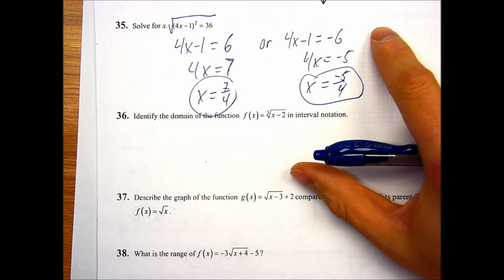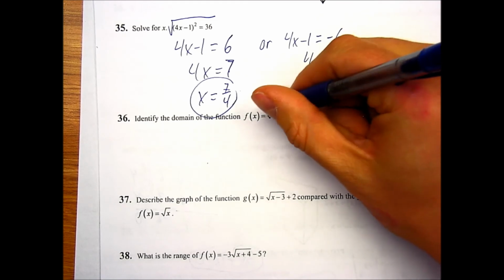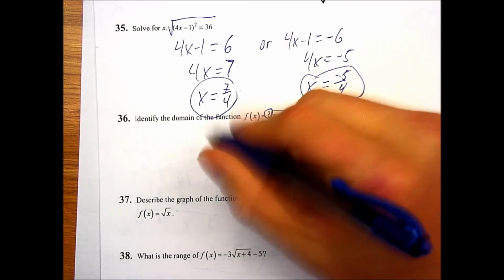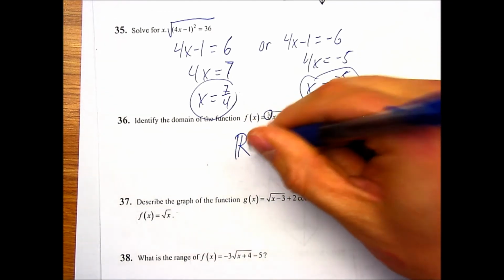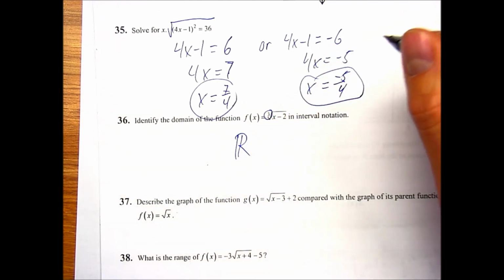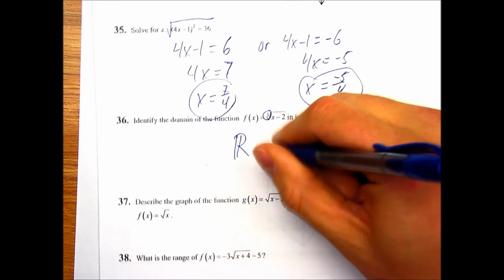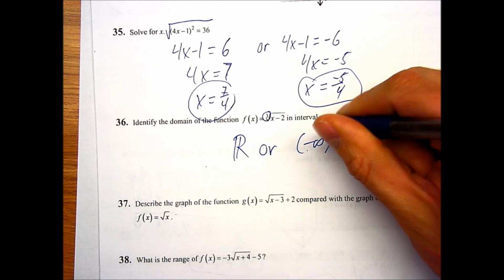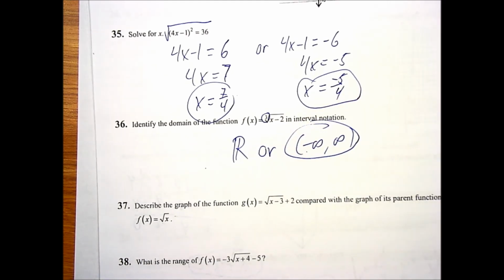Identify the domain of the function in interval notation. A cube root function does not have a split domain. Only a square root function does. So this is all real numbers. I did say use interval notation, so I should write this as negative infinity, comma infinity in interval notation. Only a square root function has split domain. So if that had been the square root of x minus 2, then I would have written my domain as 2 comma infinity, including the 2, not including infinity, of course.